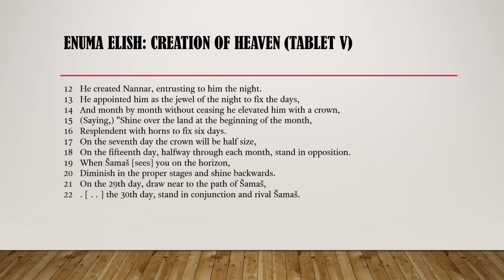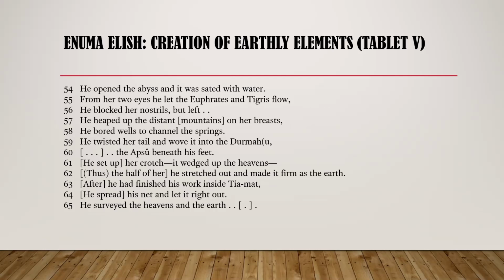On the 29th day, draw near to the path of Shamash. On the 30th day, stand in conjunction and rival Shamash. So most probably the new moon is described when the moon is not seen.